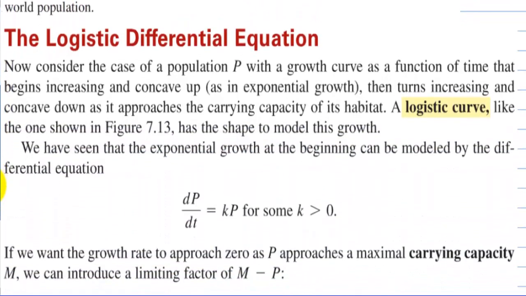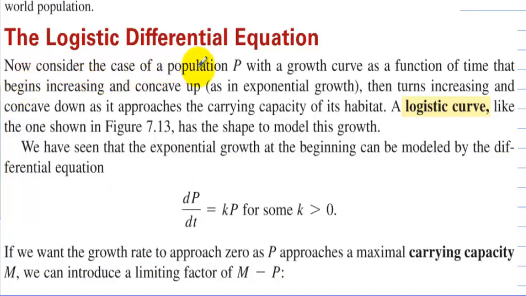The logistic differential equation. Now consider the case of a population P with a growth curve as a function of time that begins increasing and concave up as an exponential growth, then turns increasing and concave down as it approaches the carrying capacity of its habitat. In other words, it starts leveling off because there's going to be a maximum amount that the habitat can support. A logistic curve like the one shown in the figure has the shape to model this growth.